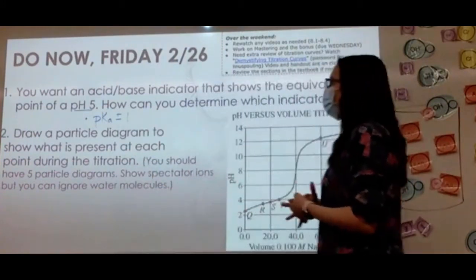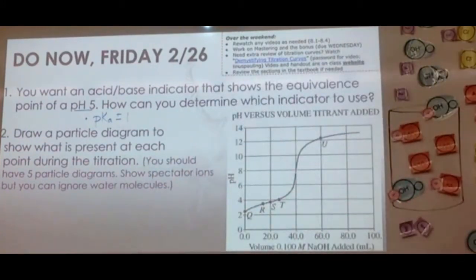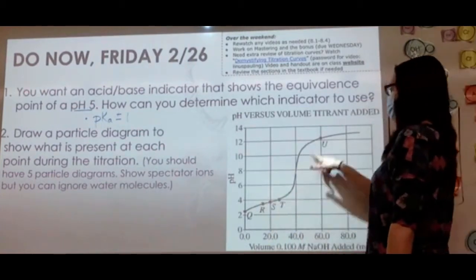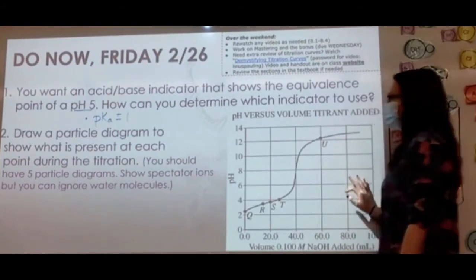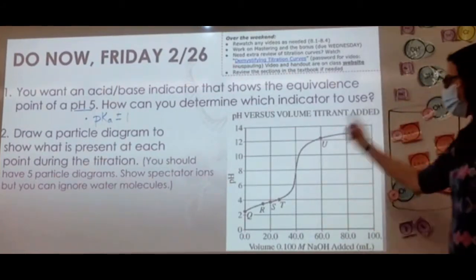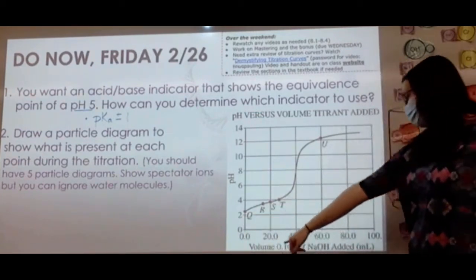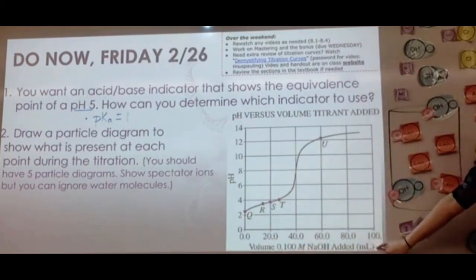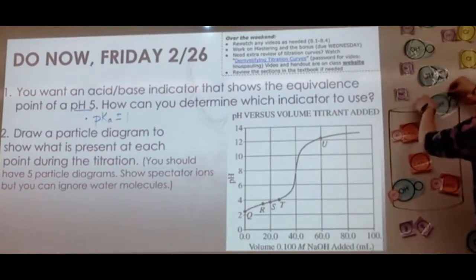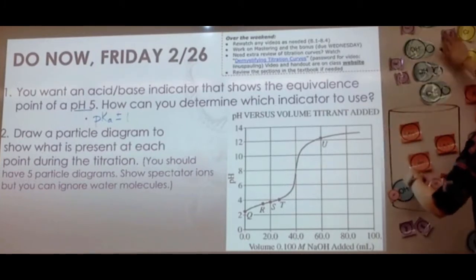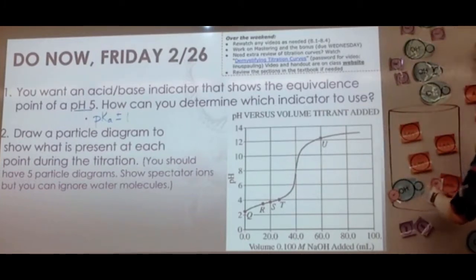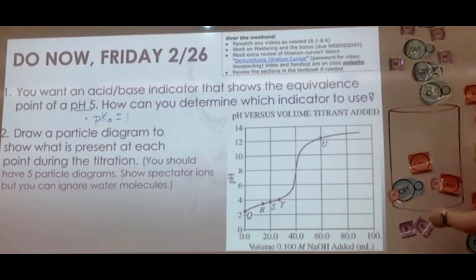And then number 2, draw a particle diagram to show what is present at each point during this titration. So we have this titration curve here. What we want to do first is figure out what kind of titration this is. So where we start. Notice it says volume of 0.1 molar NaOH added. So that means that up here in the burette is NaOH. I'll move all of these off to the side. So we have NaOH up in the burette. I'm going to use A- just to help with particle diagrams, make it a little bit easier.